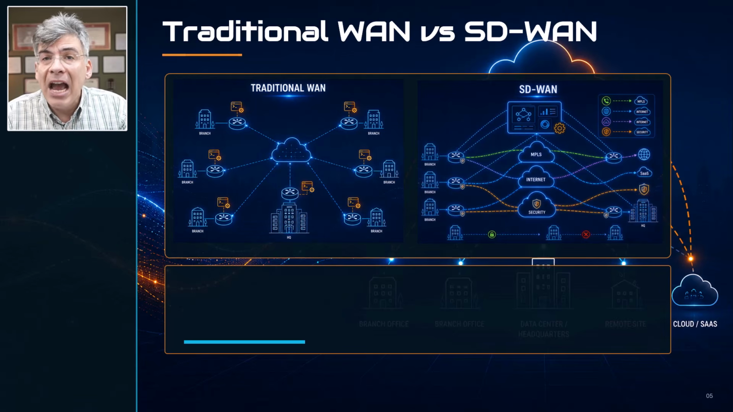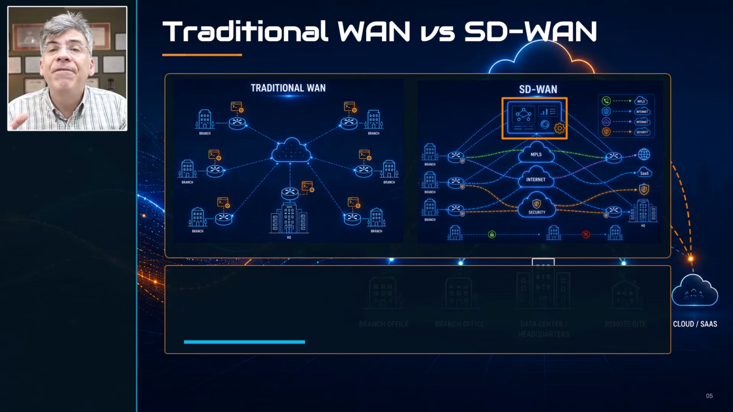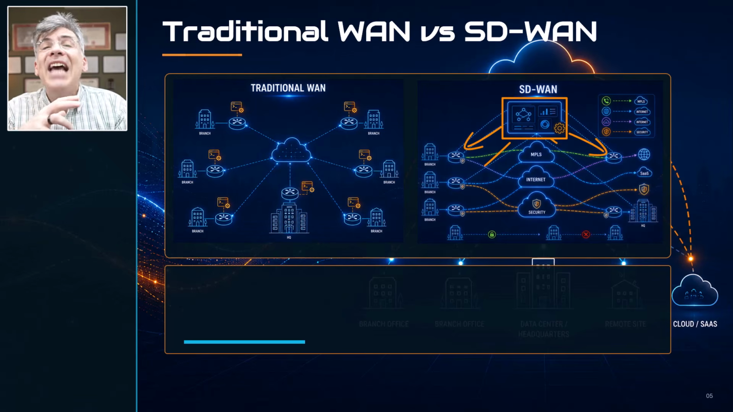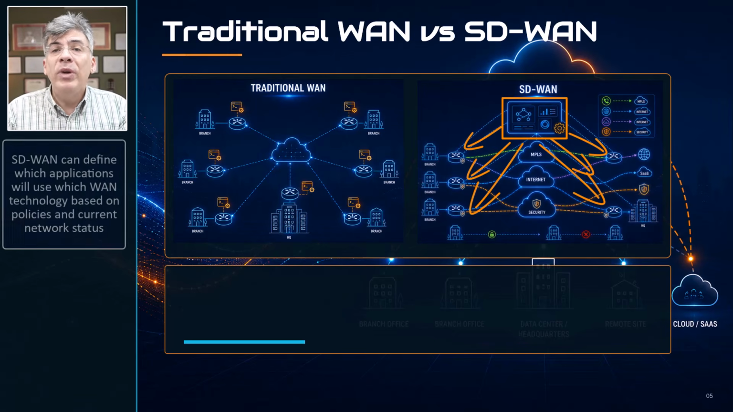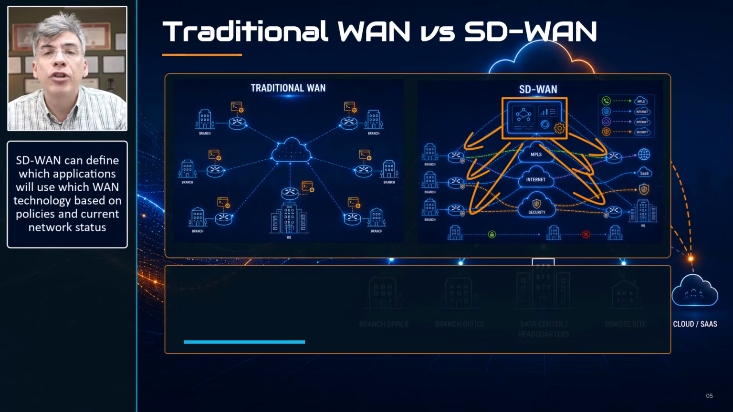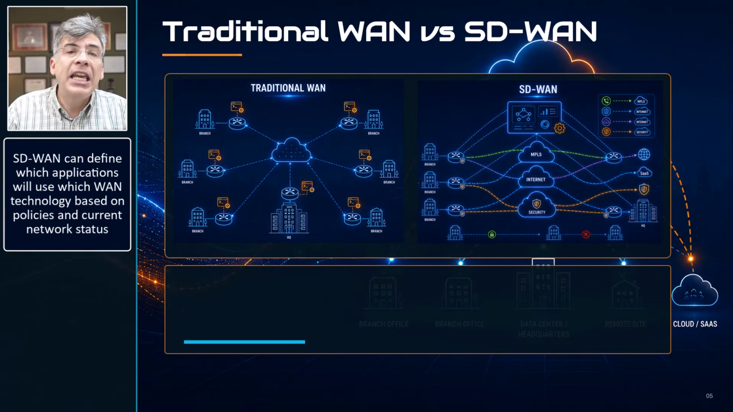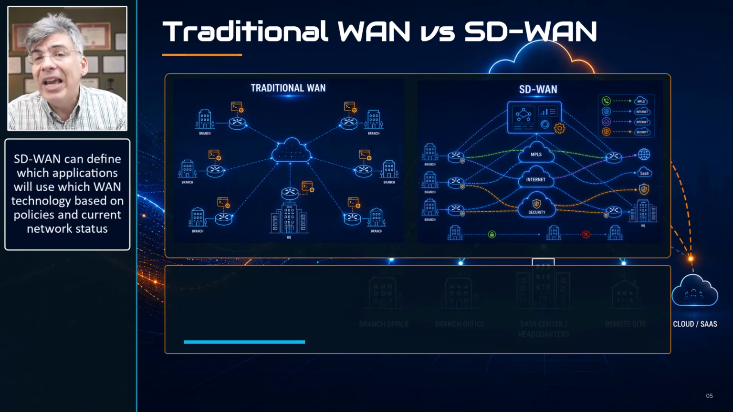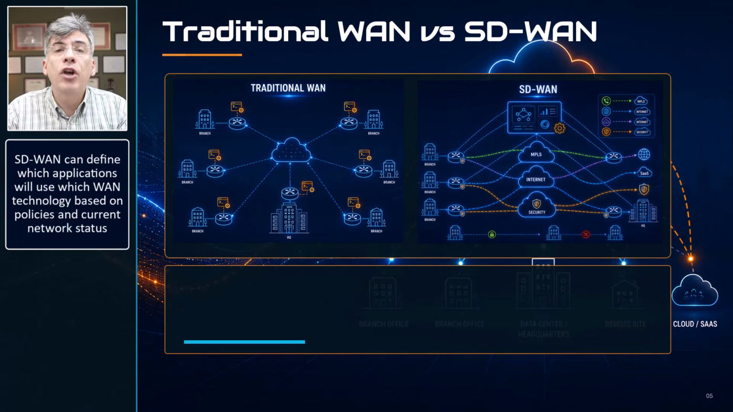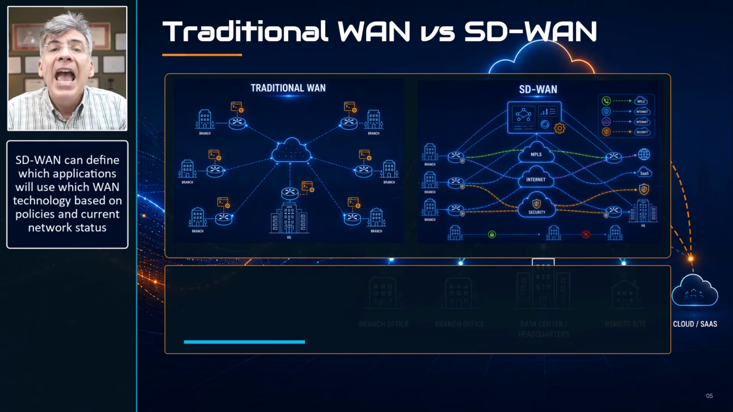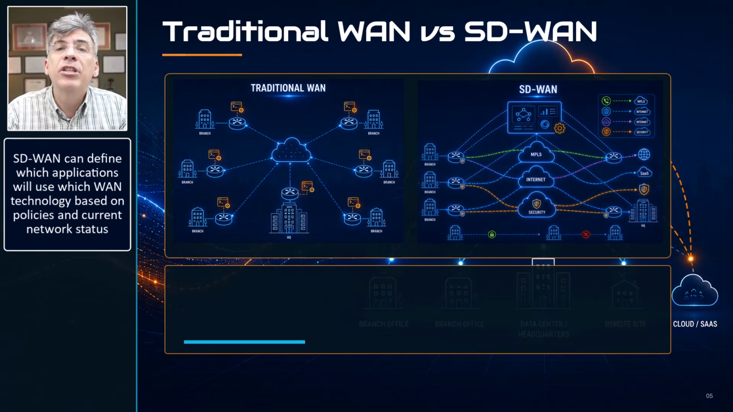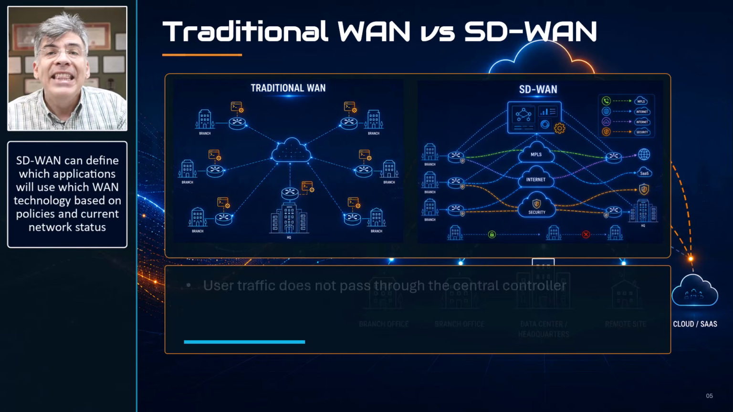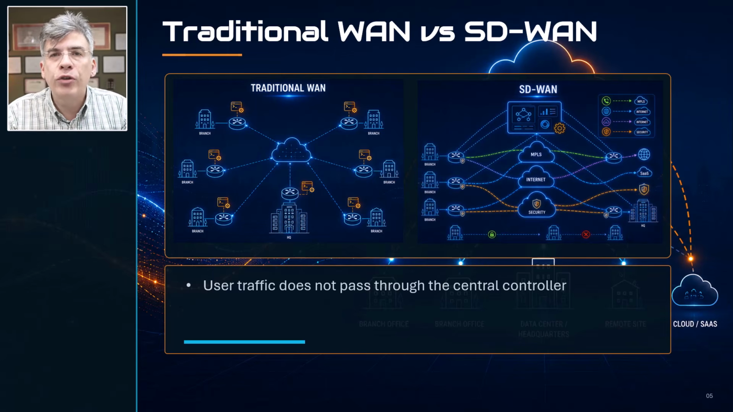In SD-WAN, however, a central management and control system can define policies for the entire WAN. For example, we can define which applications should prefer MPLS, which applications can use broadband internet, which traffic should go directly to the internet, which traffic should go through a security service, and which sites are allowed to communicate with each other.